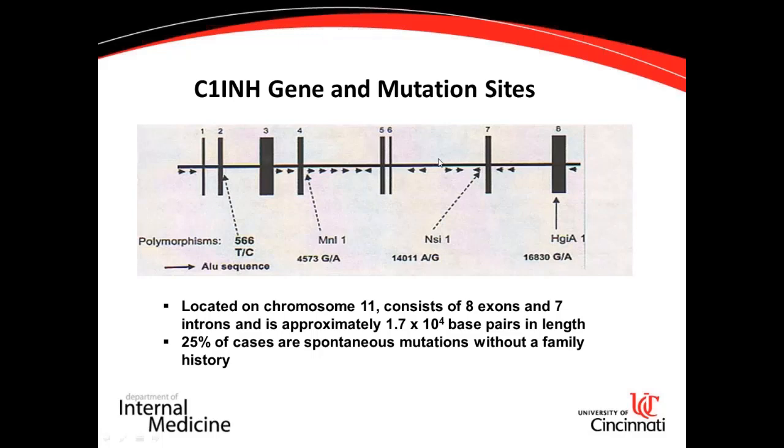These patients with C1 esterase inhibitor deficiency have deficiencies in chromosome 11 in their SERPING1 gene. This is the gene that encodes C1 esterase inhibitor, and there are many places along this gene region where mutations can occur. Now, 75% of patients have genetic mutations that are passed down from one generation to the next, but 25% of cases have spontaneous mutations and they don't have a family history. So even though they don't have a sibling or a mother or father with it, they potentially still could have C1 esterase inhibitor deficiency.